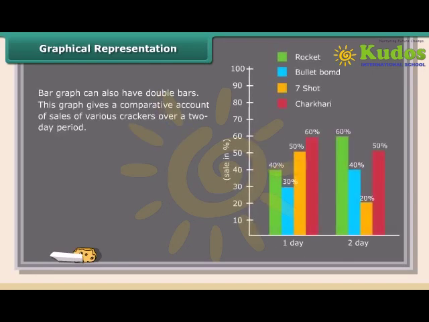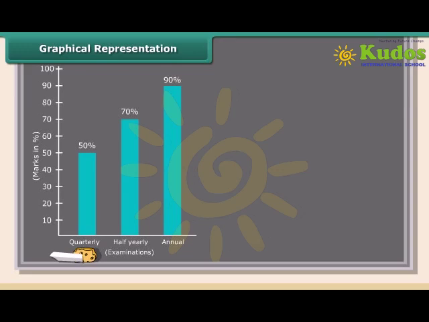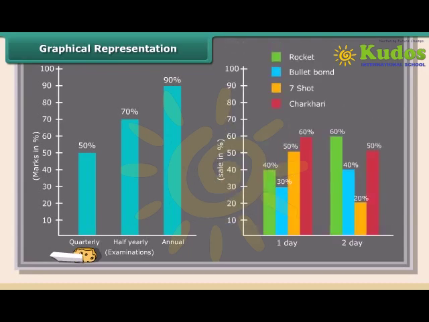Bar graph can also have double bars. This graph gives a comparative account of sales of various crackers over a 2-day period. From the above graphs, the first graph shows the comparison of 3 examinations of a student. The second graph shows the sales of 4 varieties of crackers in 2 days.